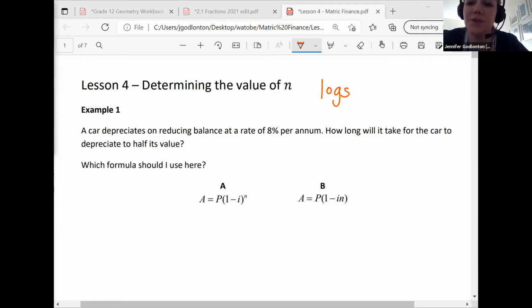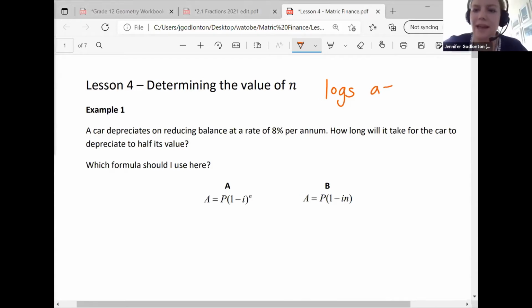Okay, great. Awesome. So when we're dealing with logs, the basic idea of a log is that if I have, I'm just going to write it up here, A is equal to B to the power of C. If I'm wanting to put that in log form, I would say log and then B.